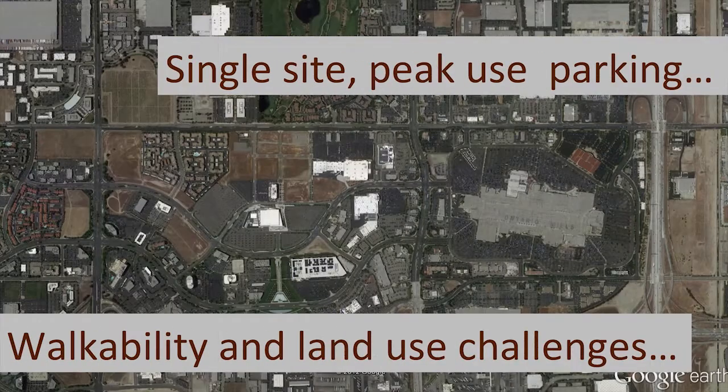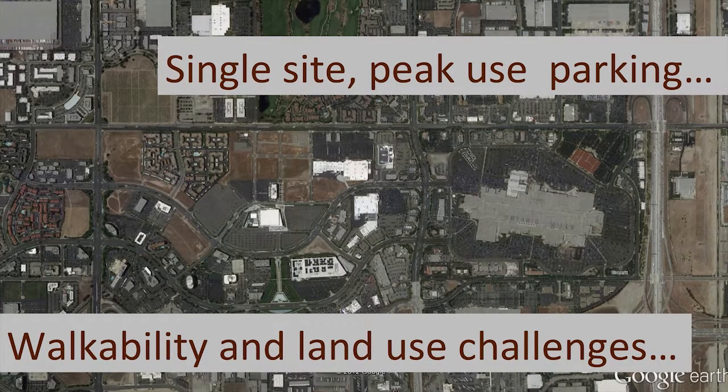Welcome to Chapter 2. In this chapter, we'll take a look at three types of problems associated with the status quo in parking requirements. We'll look at suburban areas, urban districts, and neighborhoods with high population density.